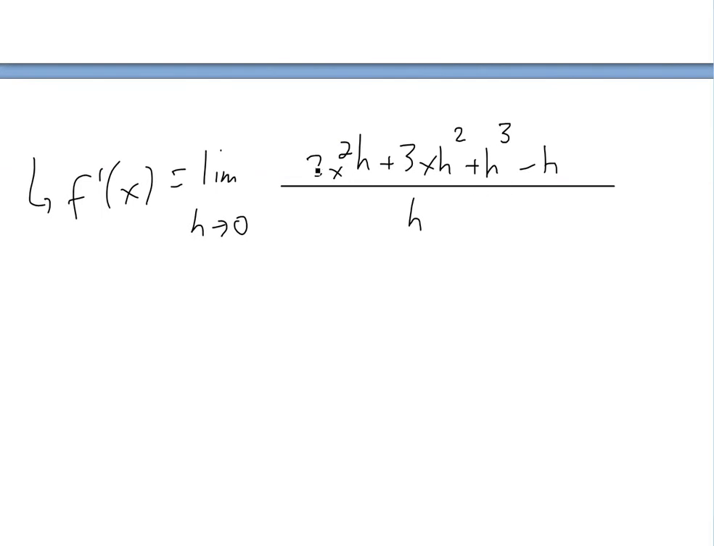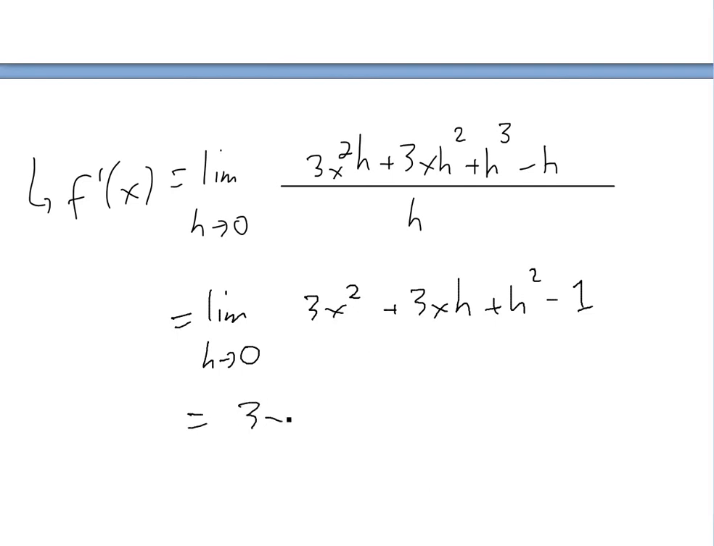So we could divide it out, and we're going to get the limit as h approaches 0, and then cancel every h out. We're going to get 3x squared plus 3x h plus h squared minus 1. And now if we just plug in 0 inside these, we basically cancel these out. We're going to get 3x squared, this is plus 0 minus 1 right here. And that is our derivative.